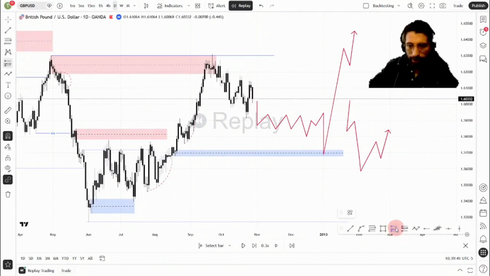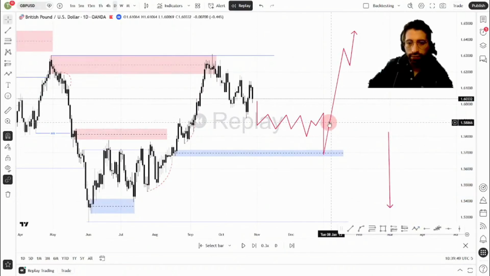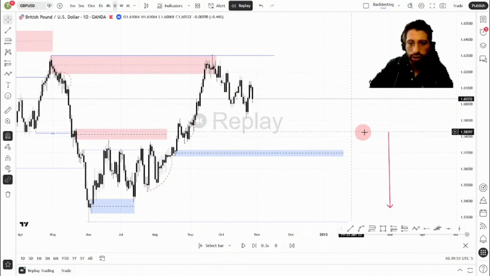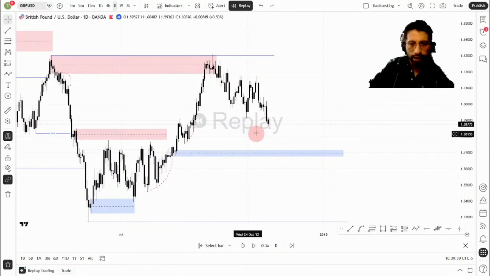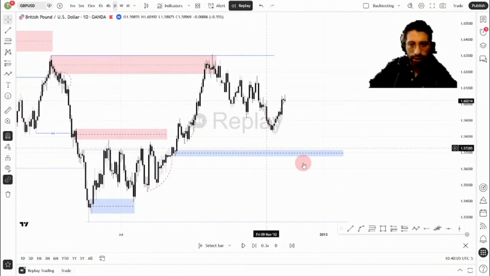Why is that a possibility? Because there is a lot of liquidity. So let's see what actually happens, if one of these possibilities that we are discussing happens. So liquidity has been made. Let's see. All right, nice reaction. So probably yes, it could be respected.